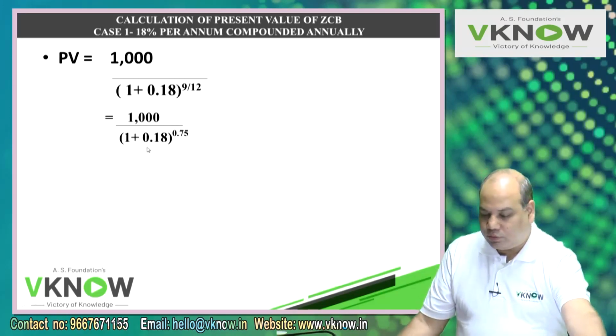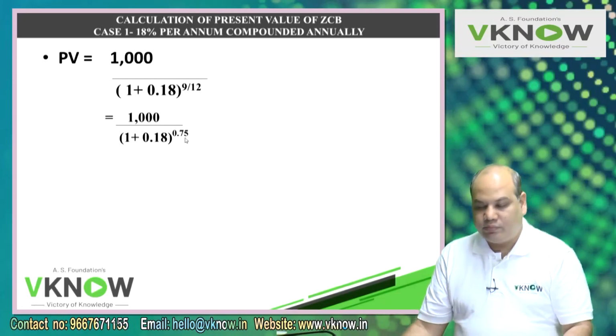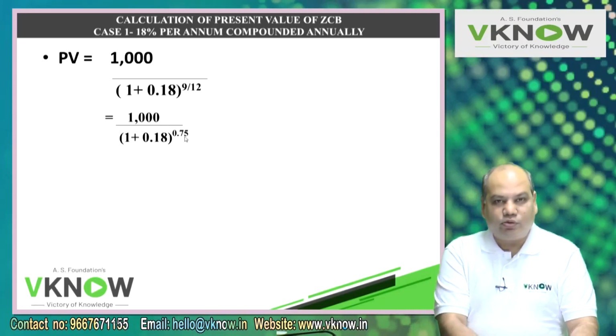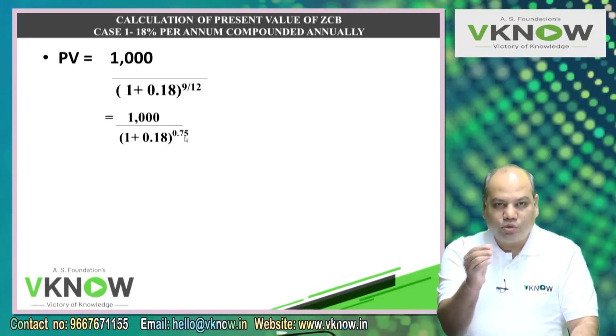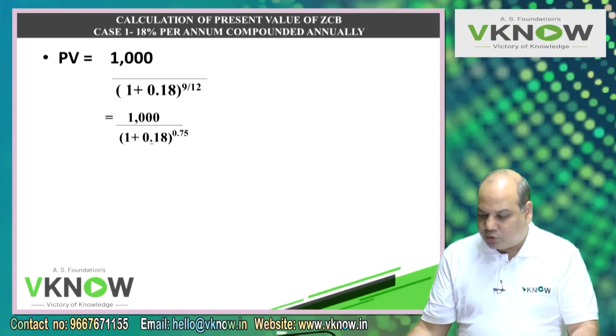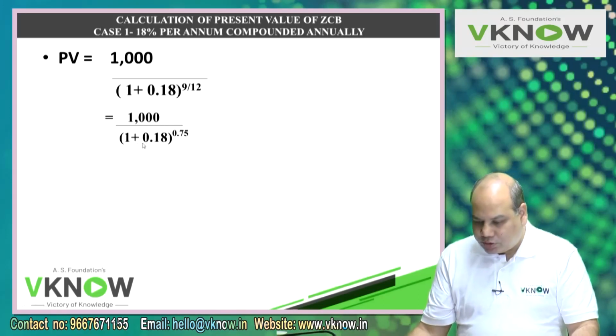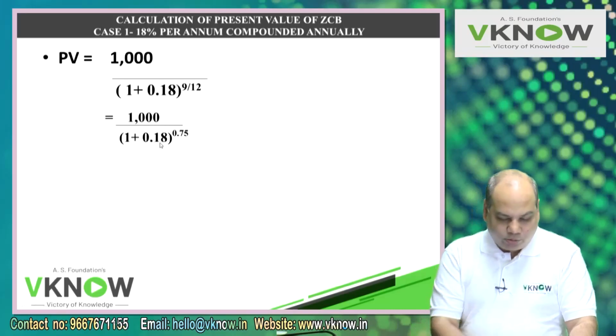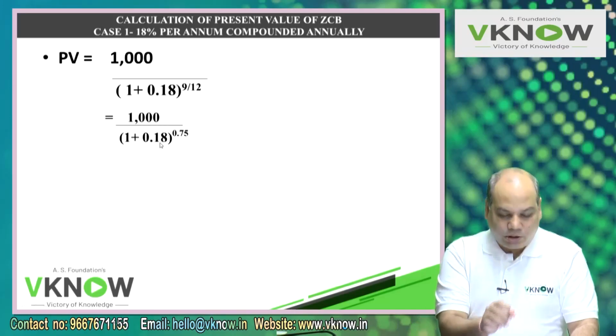Now how will you solve power 0.75? There is a trick on the calculator, and we will use that trick. So all of you please follow me. Those who know, please go ahead. Those who don't know, follow me. First you type on your calculator the base number here: 1 plus 0.18 means 1.18. So the base number is 1.18. Type it, then press square root 12 times.